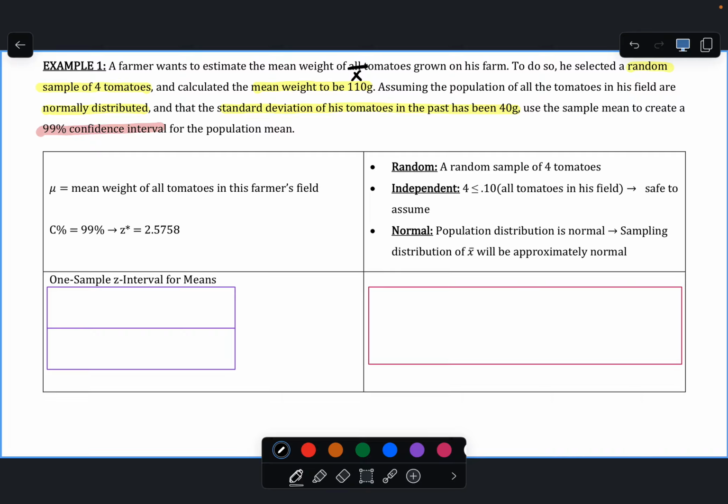We need Z star. That is going to come from our 99% confidence interval. So when we had 99%, the Z star was 2.5758. If you have forgotten, this comes from inverse norm. That's how I got that Z star value. With the standard deviation, we have to know the population standard deviation, which in our case is 40 grams, and we have to know the sample size, which is 4. So all I'm going to do is take these 4 things and plug them into the formula.